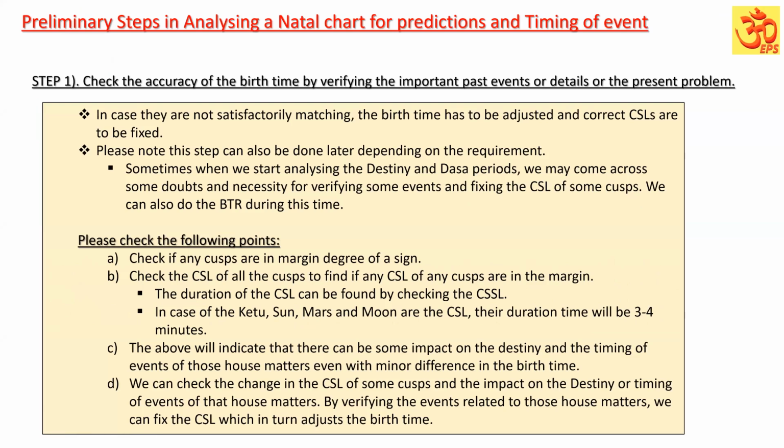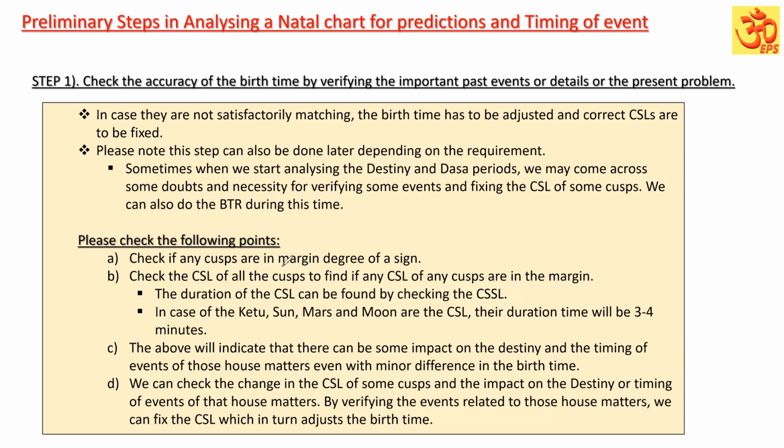Preliminary steps. Step number 1. Check the accuracy of the birth time by verifying the important past events or details or the present problem. It means as soon as we get the birth chart, before proceeding to analyze the chart for the purpose of analyzing, it is mandatory that we check the accuracy of the birth time by verifying the important past events or the details.